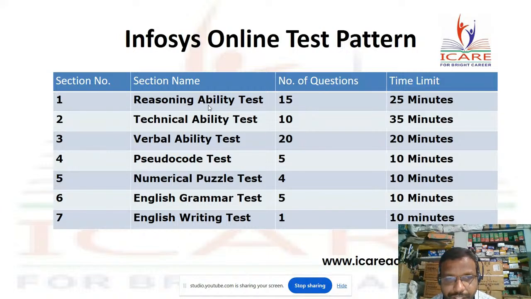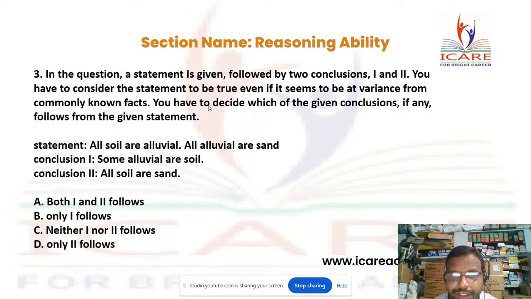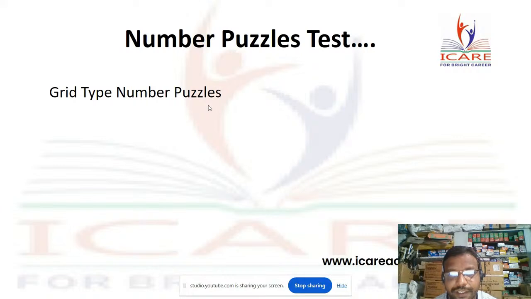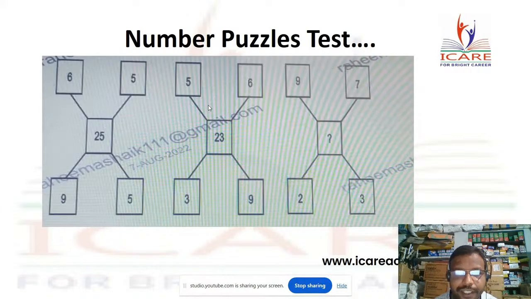And pseudocode, 5 questions. In the upcoming class, day after tomorrow Saturday, you have the session on pseudocode also. Numerical puzzle test, 4 questions, 10 minutes. These numerical puzzle test questions look like all are grid related. Those grids are the number related puzzles.